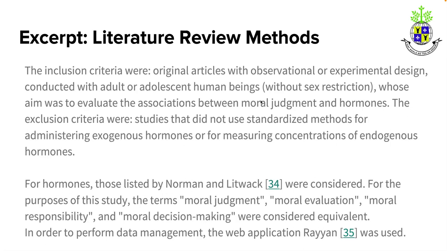Next, they tell us how they determined, with all the things that came up from there, whether they were going to be looking at something in greater detail. These are the inclusion criteria. So they're looking for original articles with a particular type of research design, either observational or experimental, conducted with adults or adolescents, so no small children, and they weren't screening people by male or female, just where they had that age, and that the aim was to evaluate the associations between moral judgment and hormones.